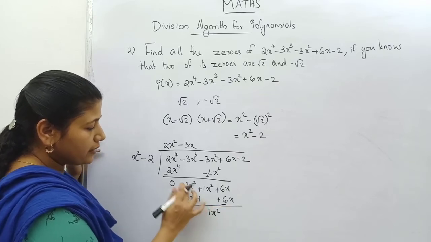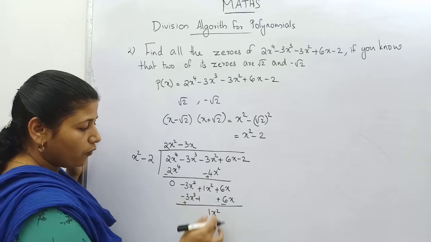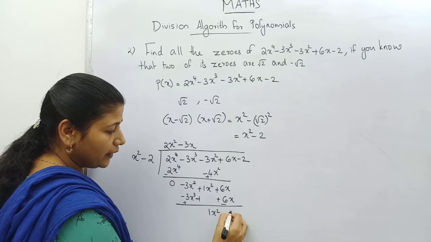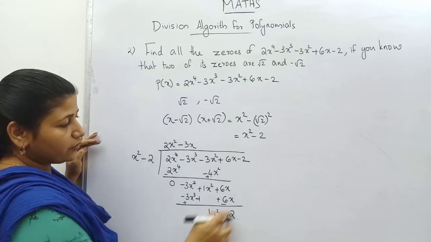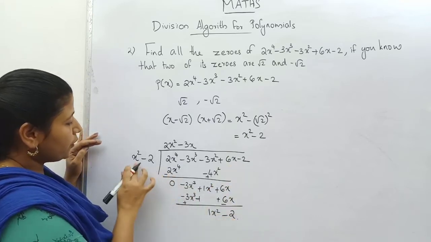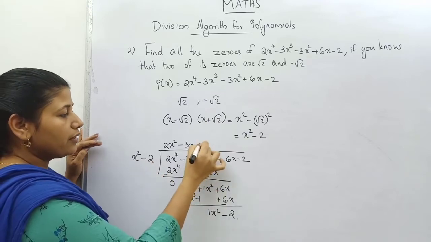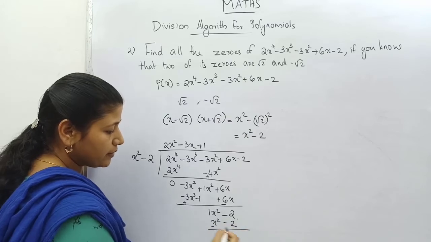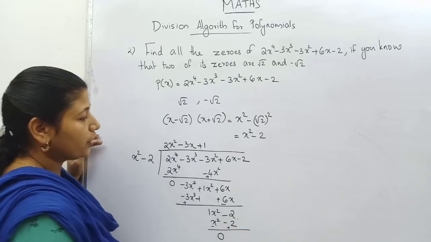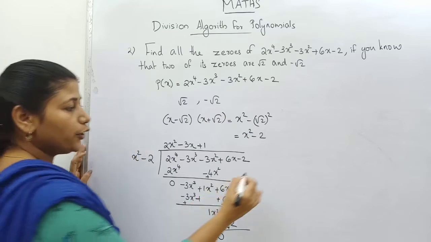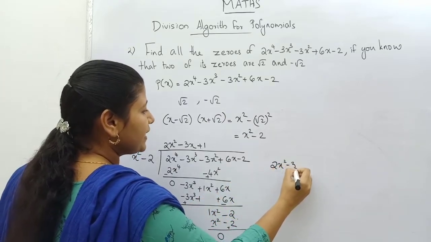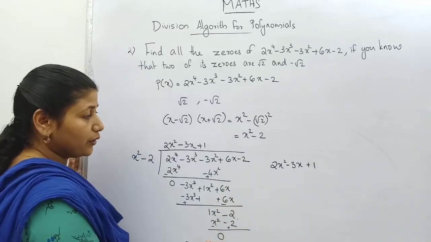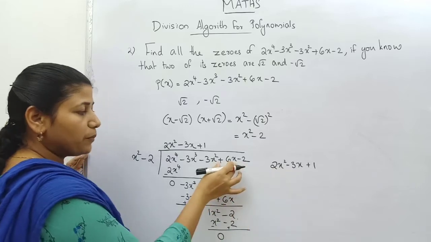Then 1x^2, this will be 0. Minus 3x^3 plus 3x^3 is 0. 1x^2, this is also 0. No need to write. This minus 2 can be written here: 1x^2 minus 2. So just multiply with 1, then you will get x^2 minus 2. This is minus, this is plus. It will be 0. So our quotient is 2x^2 - 3x + 1, which means you got the remainder as 0. That means this is a factor of this polynomial.